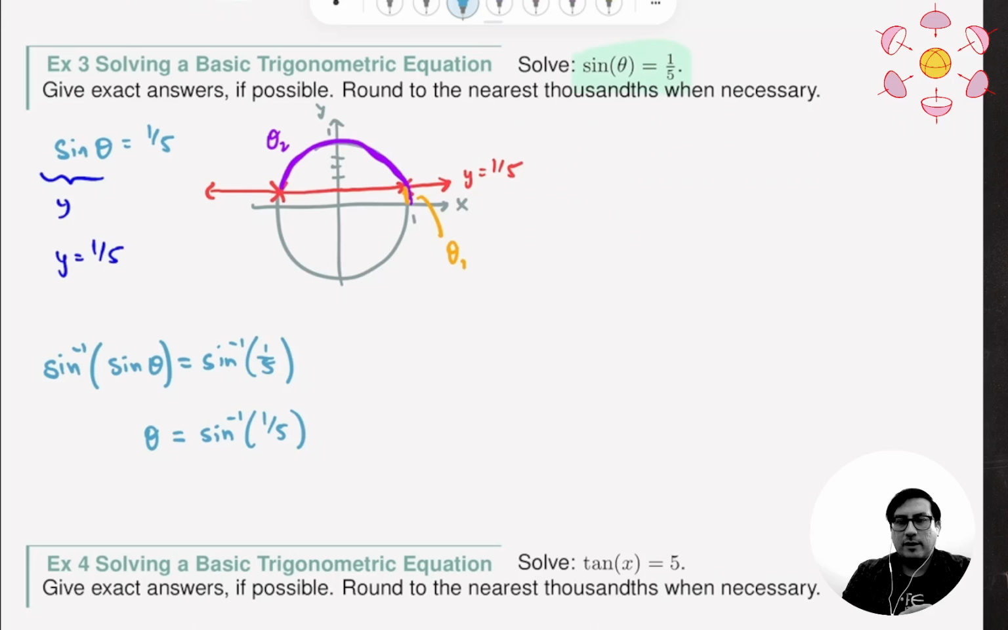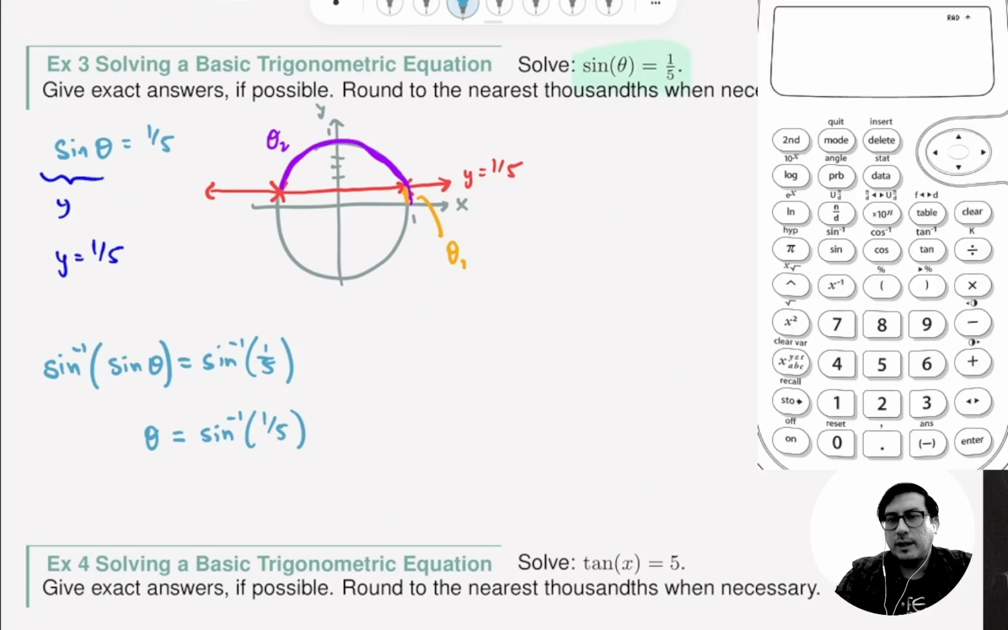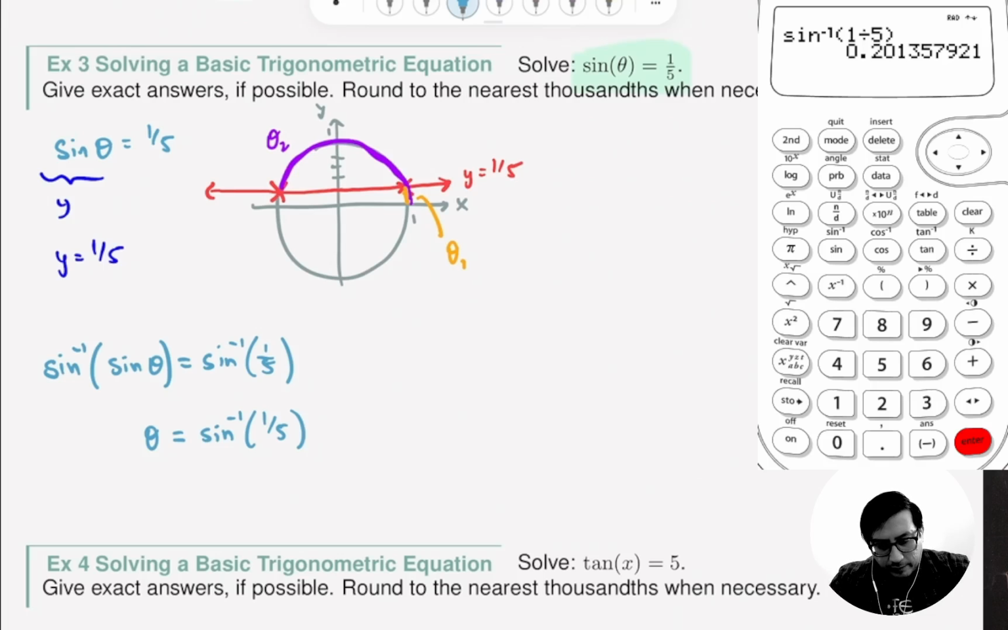Let me actually pause the video for a second. Okay, I hope we are rolling again. All right, so I've got our calculator pulled up here. So sine inverse of 1/5. We can go to the calculator. So we have to hit second, sine inverse, and then do 1 divided by 5. Hit enter. Okay, and it gives us a number. So I'm going to write that number down.